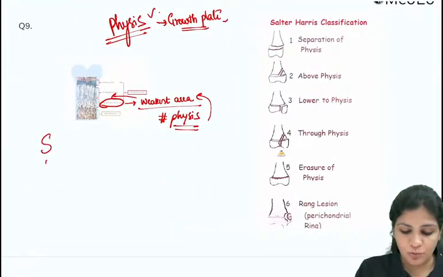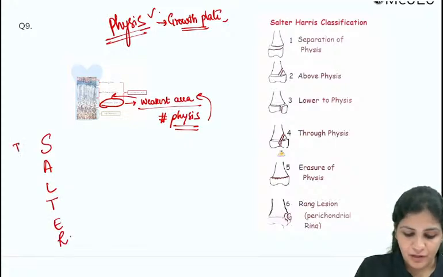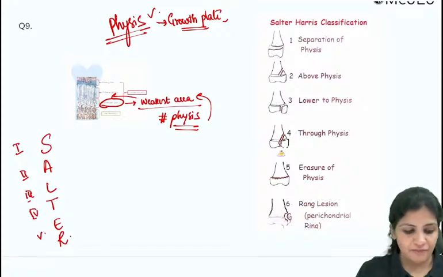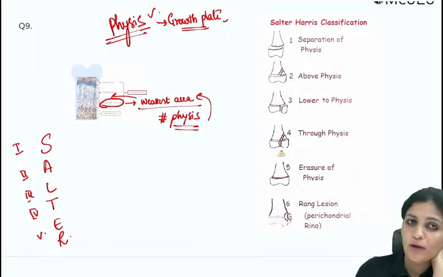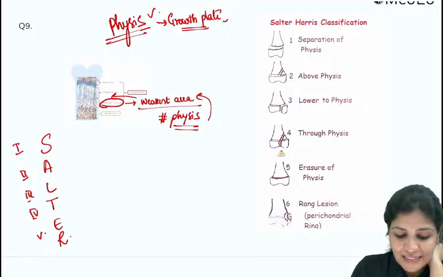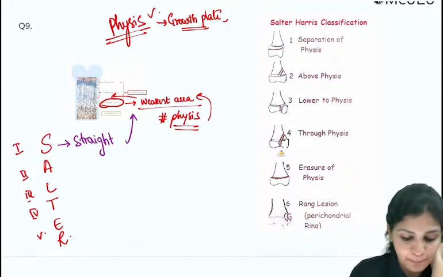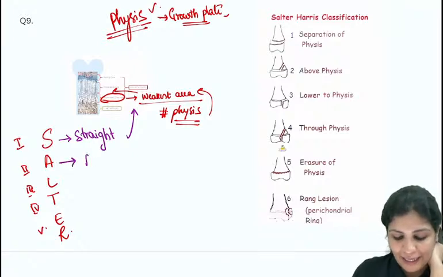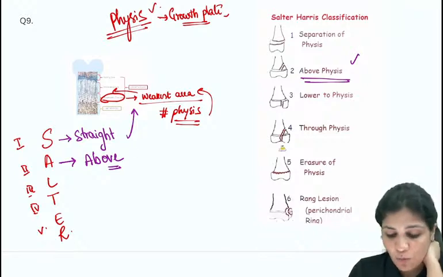So how do you remember? You have to just remember the name Salter. And there are 5: 1, 2, 3, 4, and 5. There are 5 types of physeal injury occurring in children, and they go in the name of Salter, where S is for straight. This straight fracture which is occurring through the physis is through the zone of hypertrophy. And then A: here the damage occurs above the physis. So 2 is above the physis, A for above. What is above the physis?